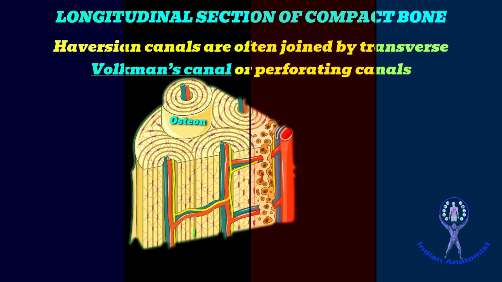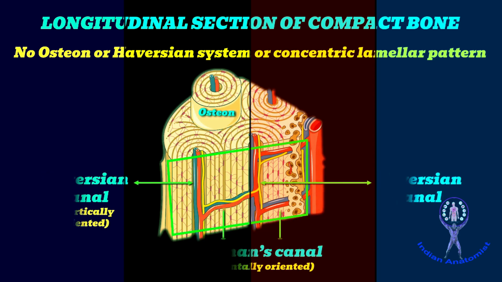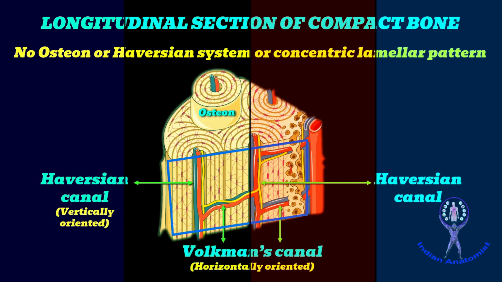What does the histology of compact bone look like when it is examined in longitudinal section? It's very simple. Longitudinal section of compact bone. Haversian canals are often joined by transverse Volkmann's canal or perforating canal. No osteon or Haversian system or concentric lamellar pattern are seen in longitudinal section of compact bone. Like transverse section of compact bone, in longitudinal section also we can find the lacunae and canaliculi. In this picture, we can see the Haversian canals which are vertically oriented and the Volkmann's canal which are horizontally oriented.